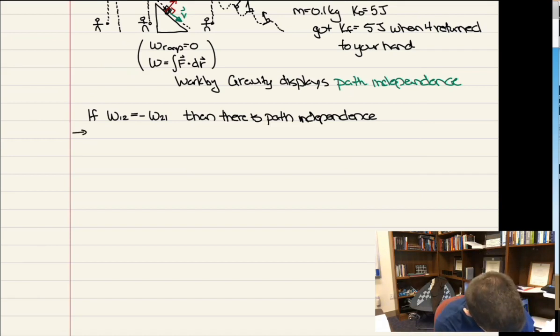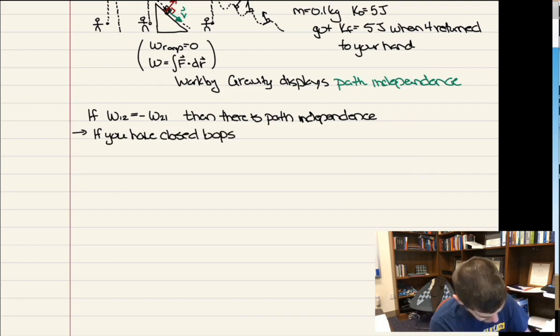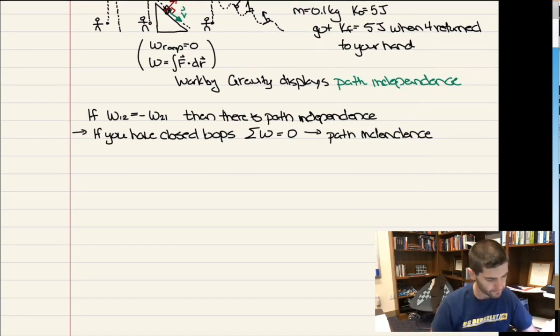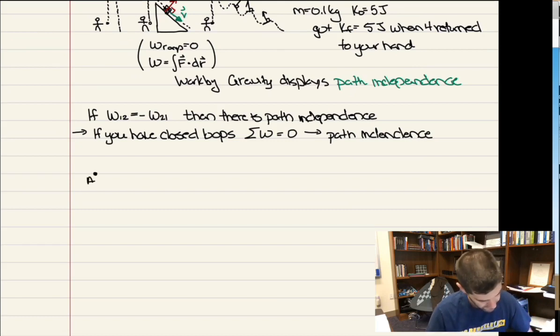Said another way, I guess, sorry, this is saying that if you have closed loops such that the sum of the work being done along your loop equals 0, you get path independence. Let's see what I mean by that. Suppose I have some point A and I have some final point B.